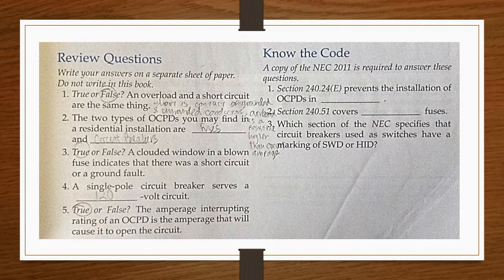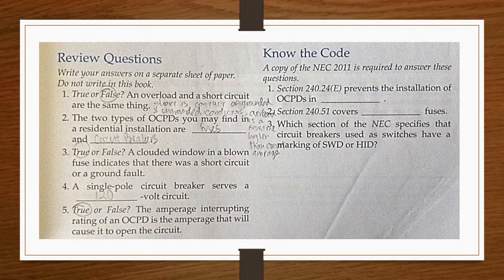Number 4, a single pole circuit breaker serves a blank volt circuit. That is a 120 volt circuit. Number 4, true or false, the amperage interrupting rating of an OCPD is the amperage that will cause it to open the circuit. That is true. Correction, that is false. The amperage interrupting rating of an OCPD will cause it to open.